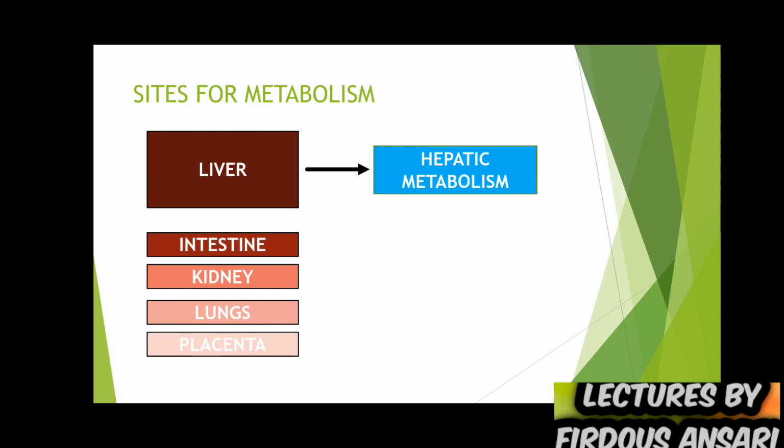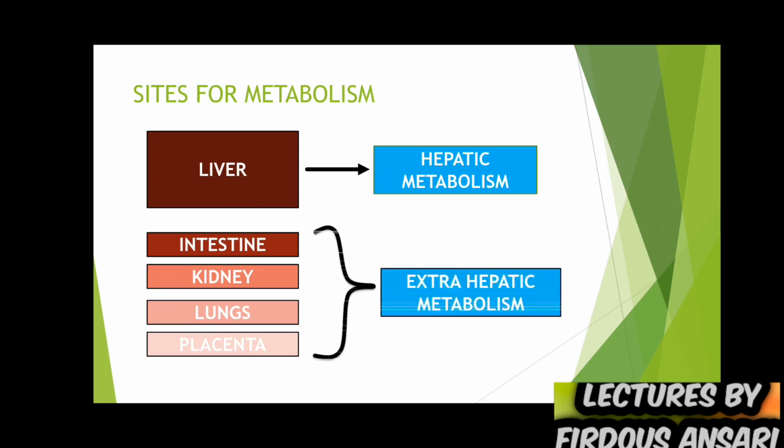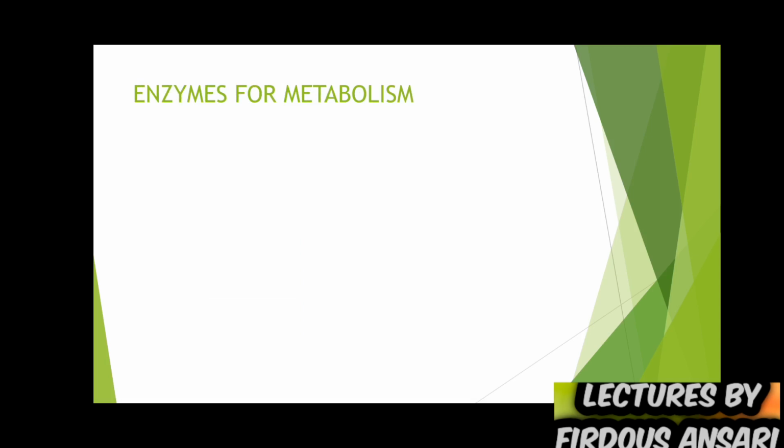And if metabolism of a drug is taking place at other areas, not in liver, but except liver, in any other area, it is known as, very simple, extrahepatic metabolism. Okay, so we can divide it as hepatic metabolism and extrahepatic metabolism. Hepatic metabolism is metabolism of drug taking place in liver. Extrahepatic metabolism means metabolism of a drug taking place in any organ except liver. Next we will check out the enzymes which are required for metabolism.